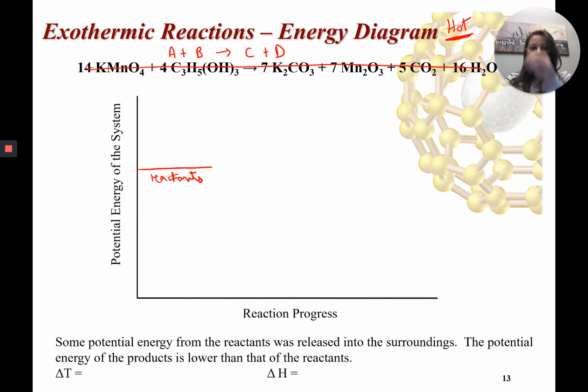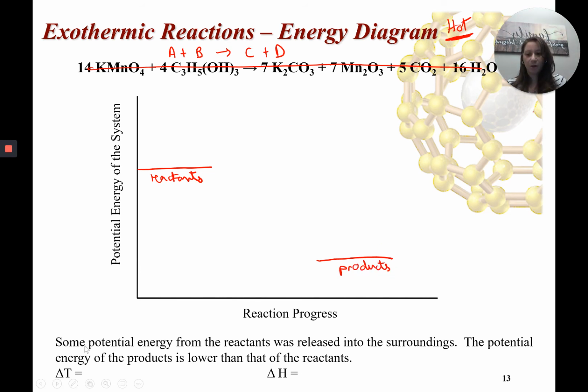So what's going to happen in an exothermic process is the reactants are going to give off heat, give off energy to the surroundings. And so what's going to happen at the end of the reaction when we get to the products? Are the products going to have higher or lower energy than the reactants? Let's think about this. Reactants have a certain amount of potential energy. They're going to give off some of that energy, take it out of the system. So what are you going to be left with? You're going to be left with a lower potential energy. So your products are going to have lower potential energy.